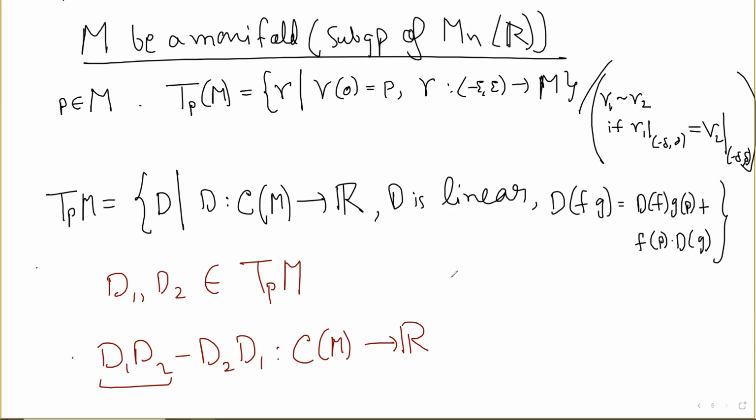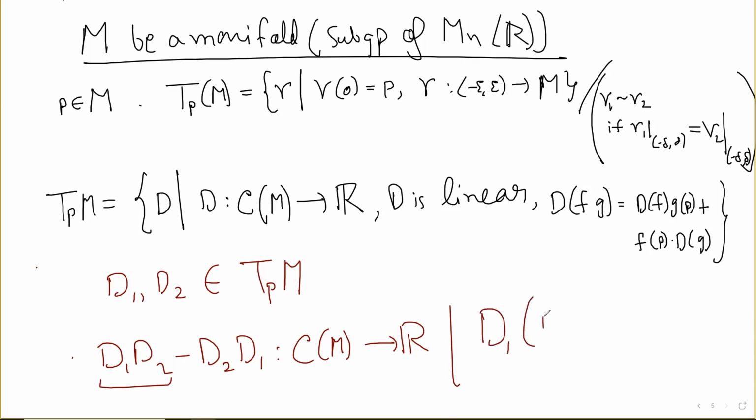Right. But how do you interpret D1, D2? Because a priori, D1, D2 is not a function from C1 to CM to R, if you just interpret it naively. Because if you take a function f, you see my point, right? Then this thing becomes a number, and you can't apply this to this, right? But that's not how we interpret it.